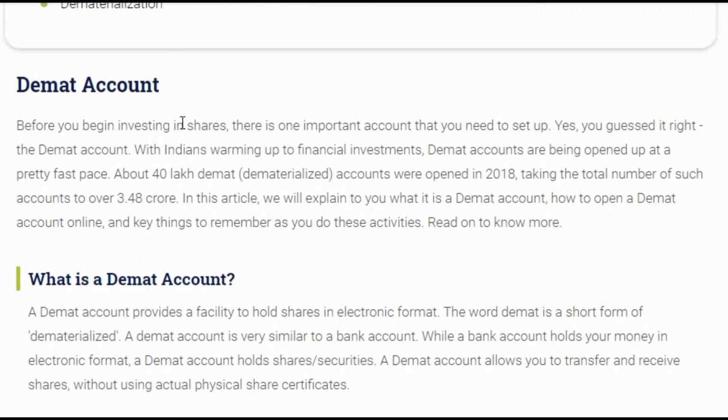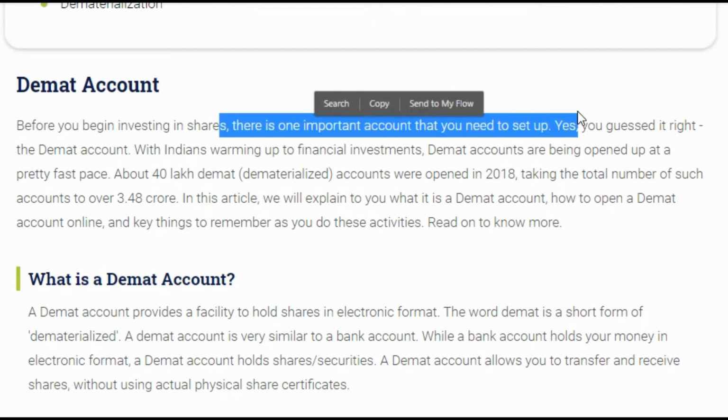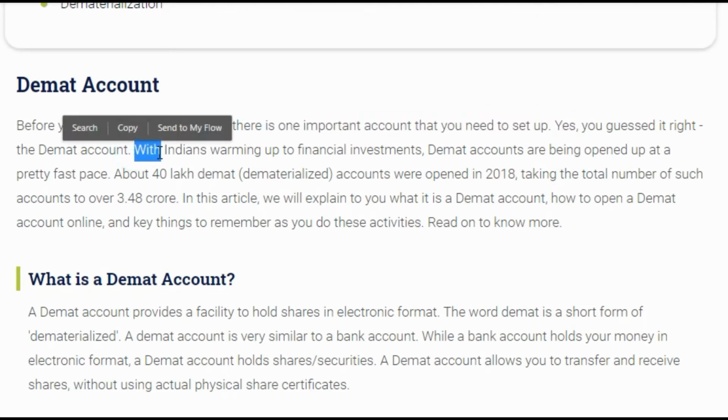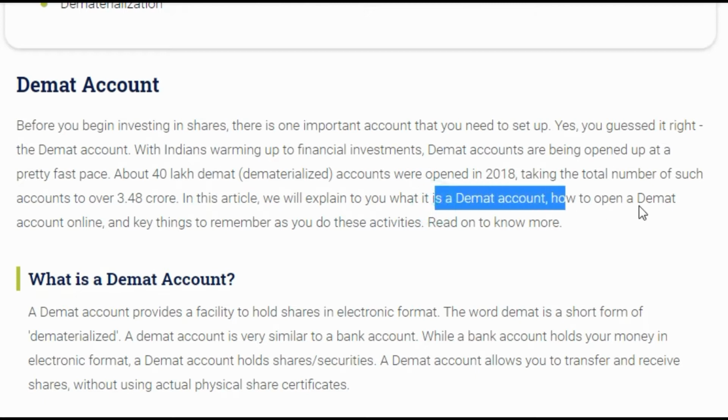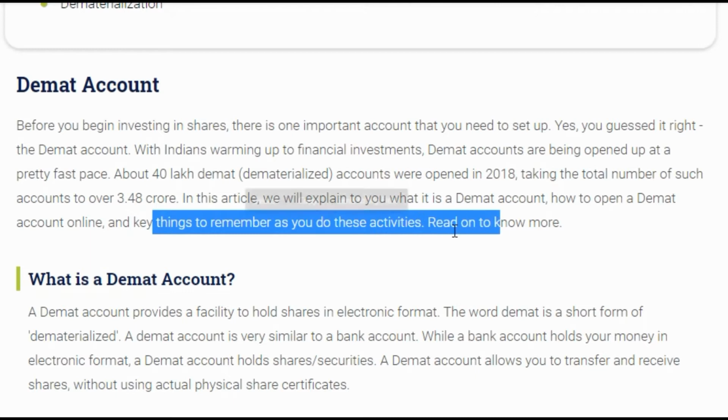So before you begin investing in shares, there is one important account that you need to set up. Yes, you guessed it right, it is Demat account. Now, with Indians warming up to the financial investment, Demat accounts are being opened up at a very fast pace. About 40 lakh Demat accounts were opened in 2018, taking the total number of accounts over 3.48 lakh crores. Now, you will understand what is a Demat account, how to open a Demat account online, and the key things to remember as you do these activities.